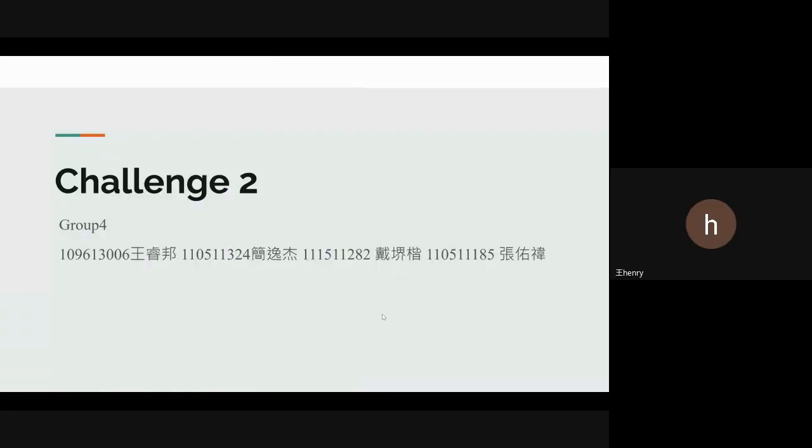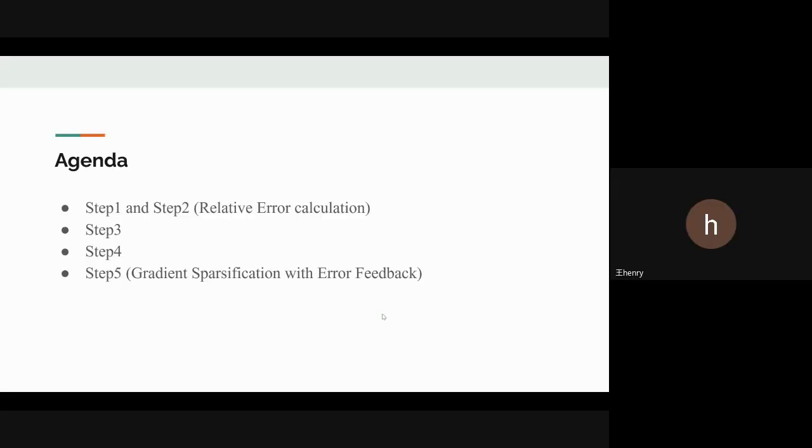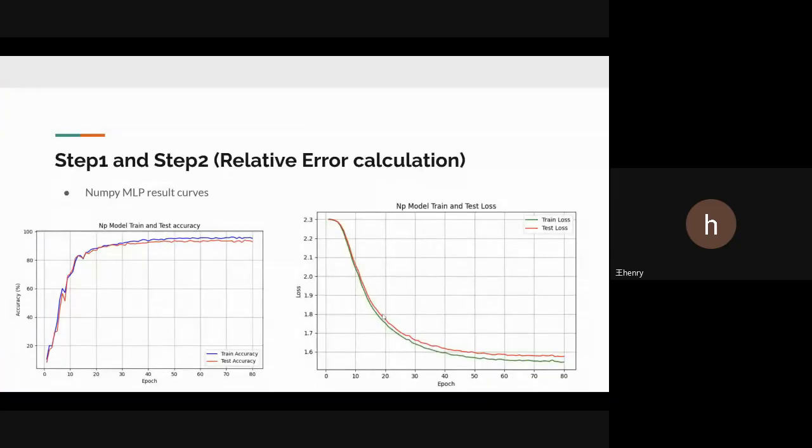Okay, hi everyone. We're group 4. And we'll walk through those steps and briefly introduce what we have done on those tasks. First of all, we have trained our NumPy model and plot those curves. We first encountered the issue of overfitting, and after we modified our code and split our dataset into mini-batches, the issue is fixed.